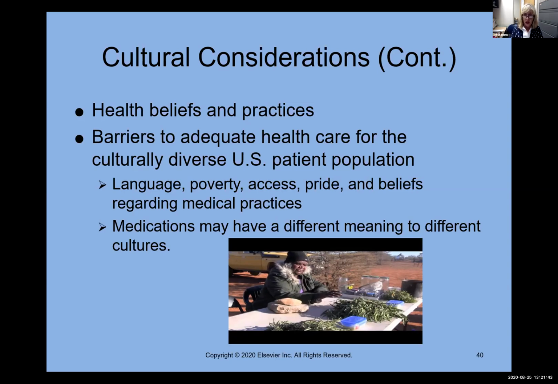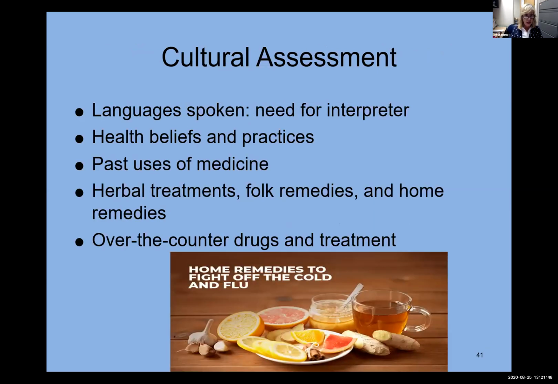You know, there's a lot of home remedies involved in different cultures, herbal remedies, folk remedies. So I don't know what you guys were brought up with or things you're familiar with, but a lot of things can really impact a patient's compliance to take their medication. And so that's something as nurses that we really need to investigate and factor in when we're planning our patient's care and looking at that nursing process.